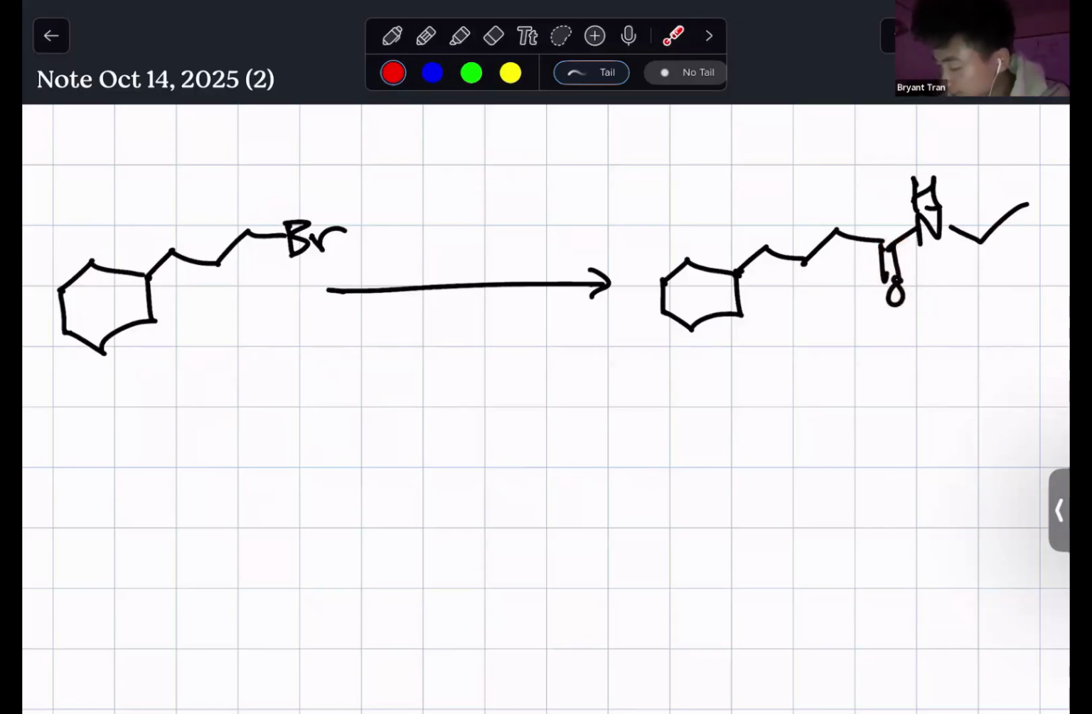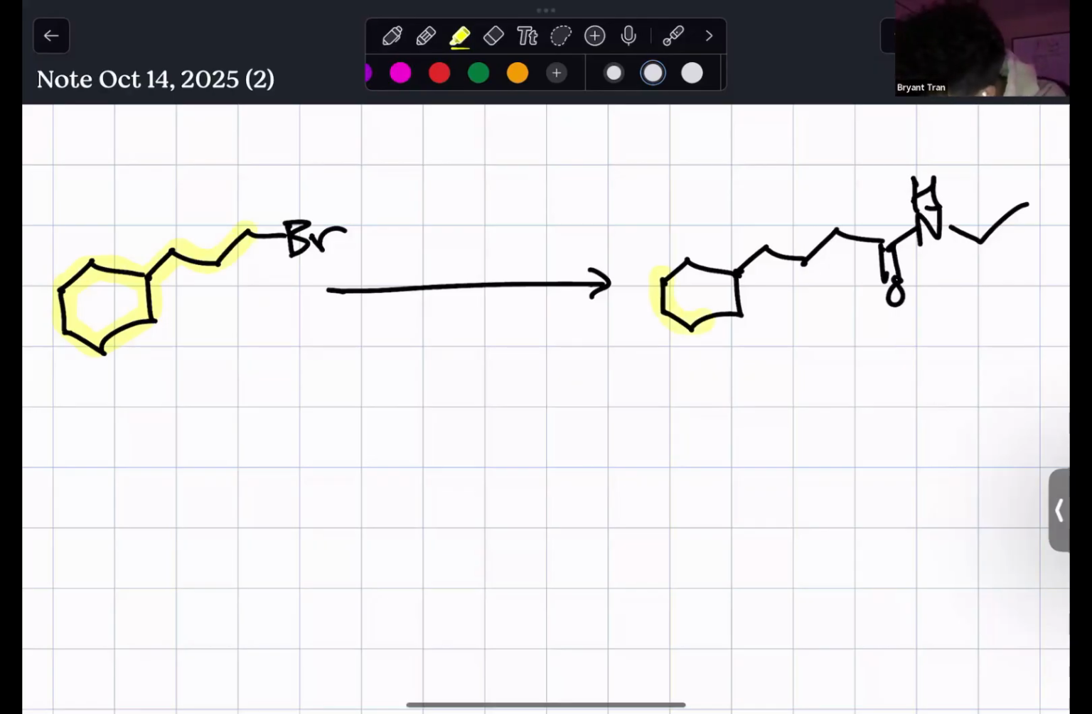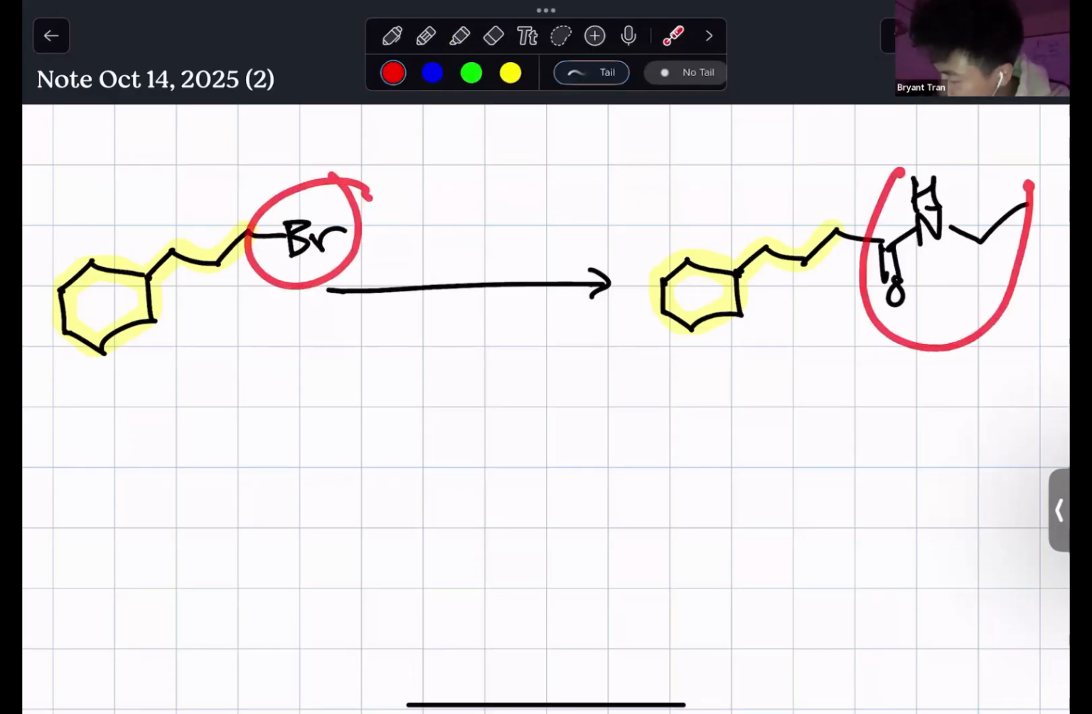Okay. So for synthesis, Elysia, the very first thing I would do is find the similarities. On the reactant molecule and product molecule, I'm gonna highlight what I see is the same, which is this right here. And then everything else is different. We see in the reactant molecule there's a bromine here. On the product, there's that amide group right there.